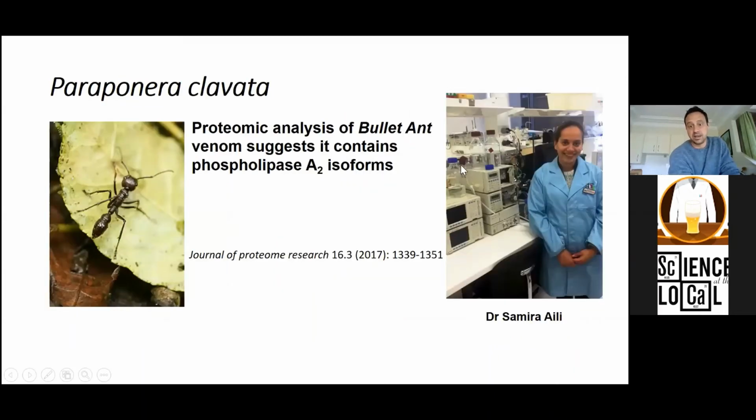So this particular very intelligent scientist named Dr. Samira Aili, who's now going on to do medicine, she once did a proteomic analysis of bull ant venom. So this is the South American bullet ant. And she thought, by looking at the proteins in it, oh, this protein looks like it might be a phospholipase, but we won't know until we test it. So she did a proteomic analysis. She looked at all the proteins and discovered that, oh, it's probably phospholipases in there.